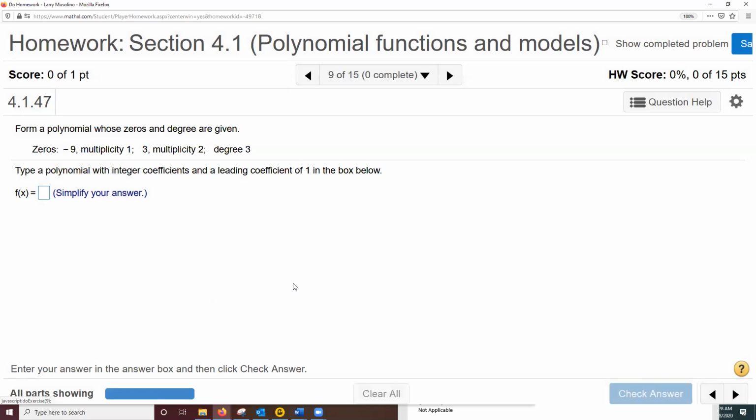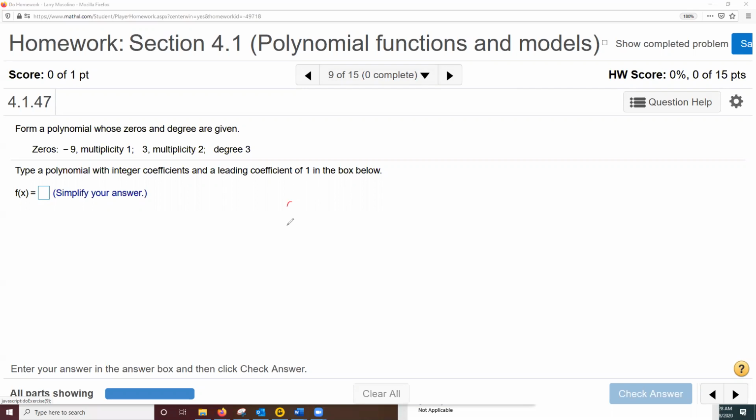Me go here. Now this is similar to the example we just did, but it introduces something called multiplicity. So again, notice they're telling me here this is degree 3, and they're giving me zeros, but they tell me it's going to have multiplicity. All right, now I'm going to write the setup just like we did in the problem from just a second ago.